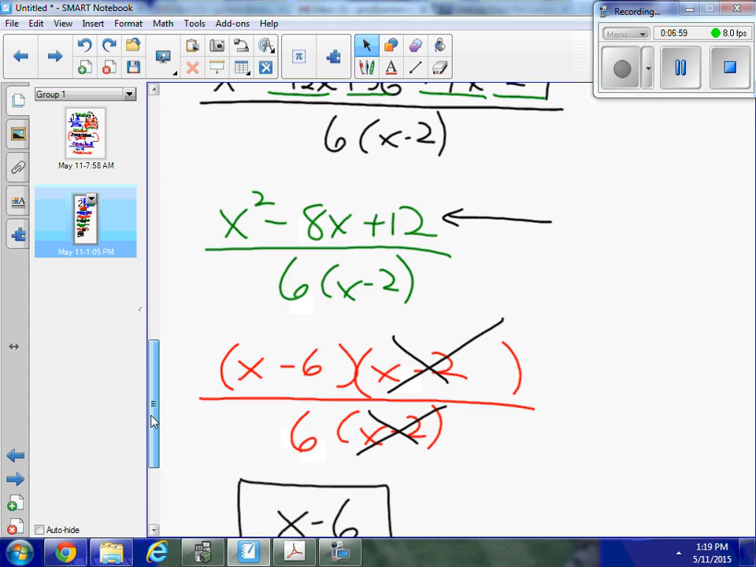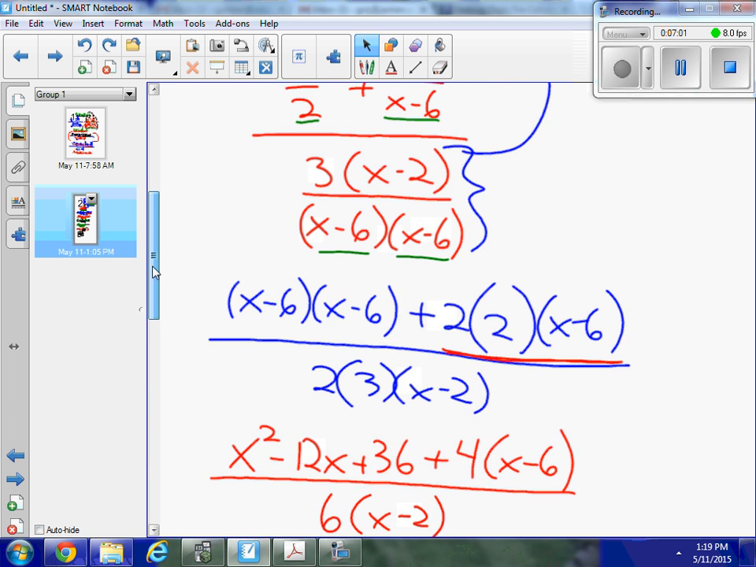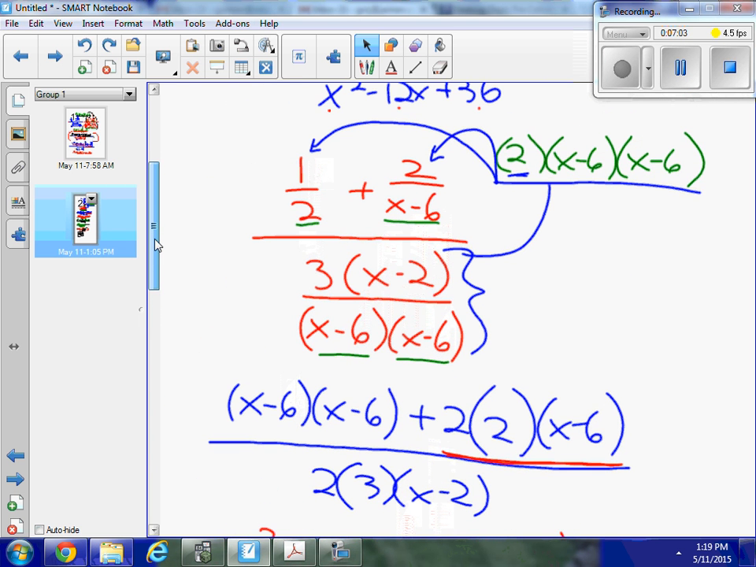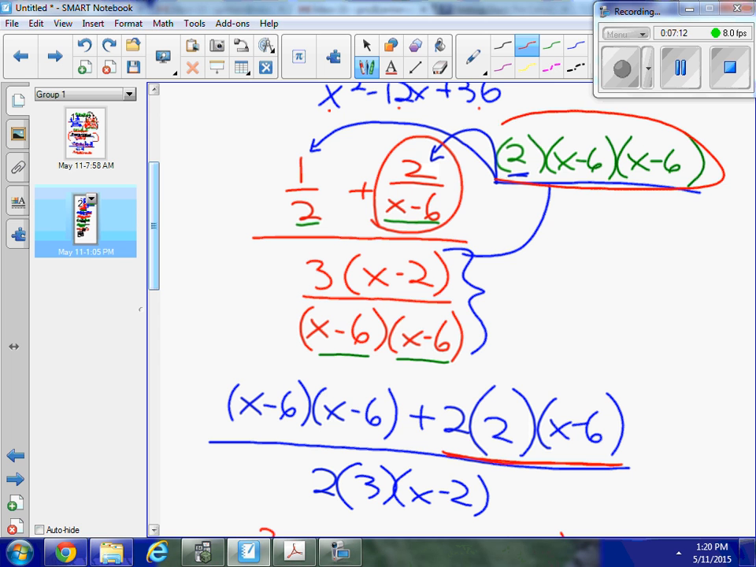Another common error made in this problem was forgetting, way up here when I was doing my numerator, that this whole term is being multiplied by this whole lowest common denominator. So the x minus 6's cancel out, but there's still this 2 and that 2. So don't forget, just because they're the same number, just take your time, be methodical, and make sure that you account for every part of the lowest common denominator.